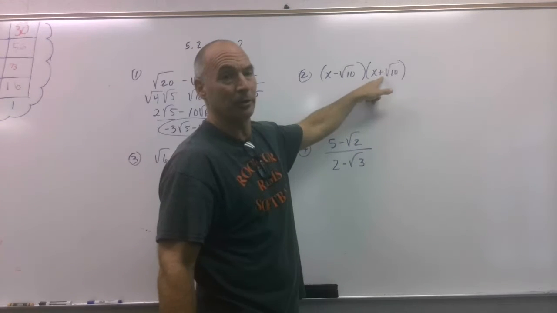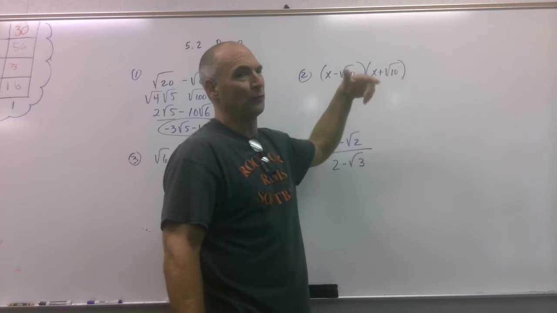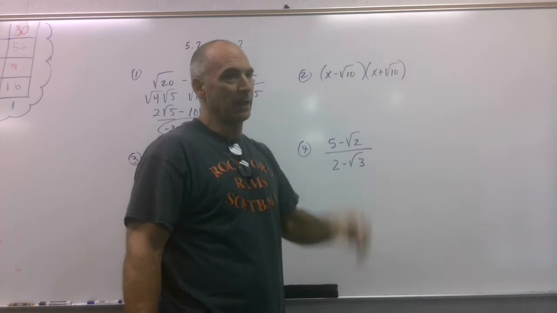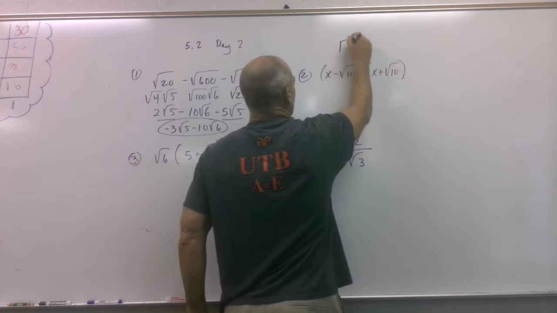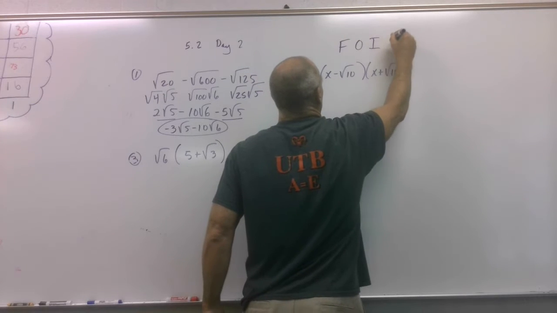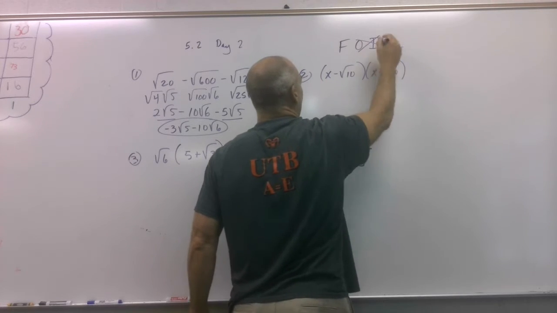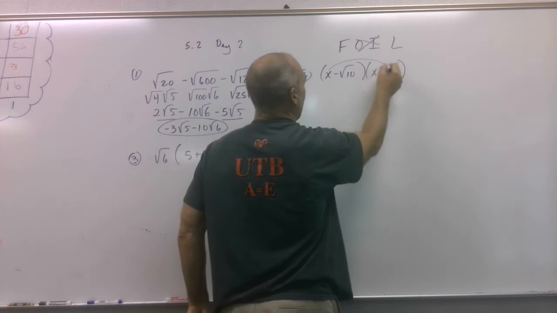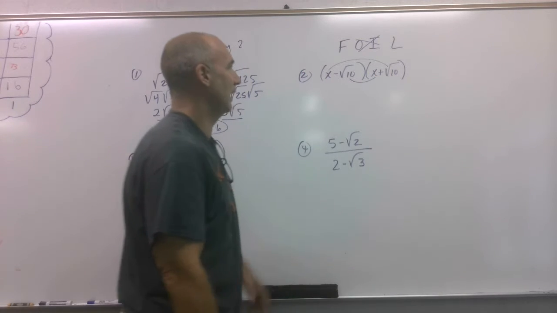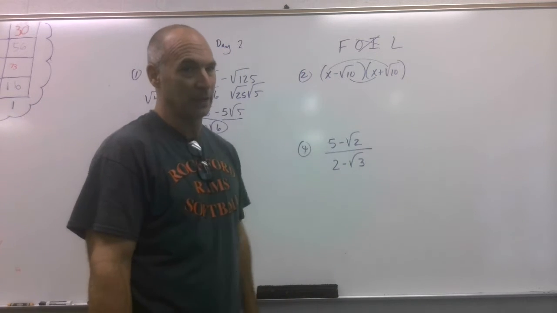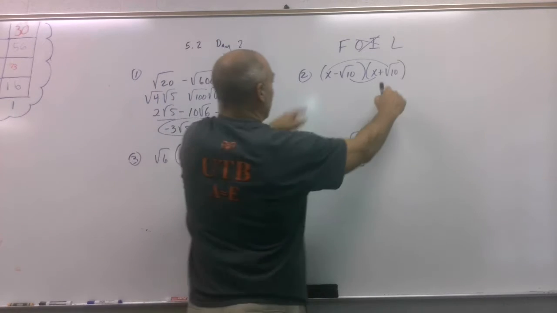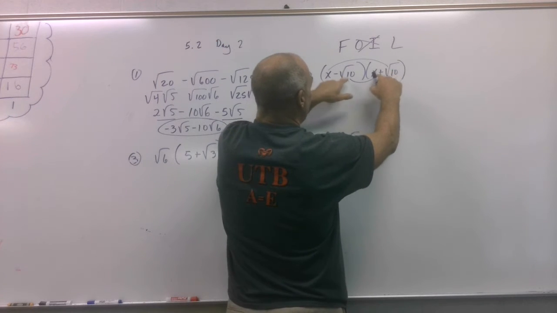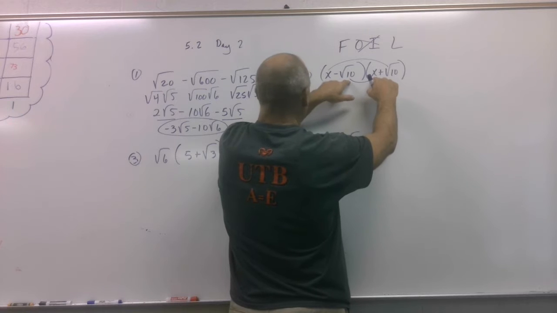Binomial times a binomial. Got to FOIL it. I don't know if I've taught you the FOIL yet, but when you have conjugates, you don't need to go outside, inside, because outside and inside will cancel every time, if you notice that they're conjugates. Because we get x square root of 10 plus negative x square root of 10. That's just the way it is.